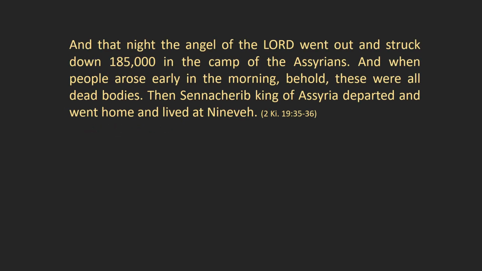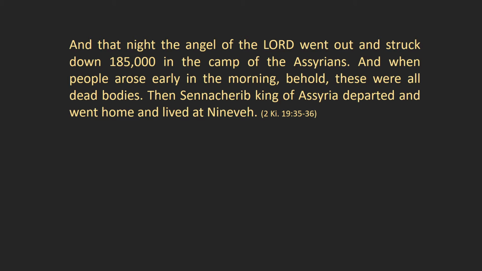We now come to the question why Sennacherib returned to Nineveh. You may think the answer is obvious, because his army was destroyed, but again, the text does not explicitly state this. Quote, "And that night the angel of the Lord went out and struck down 185,000 in the camp of the Assyrians. When people arose early in the morning, behold, these were all dead bodies. Then Sennacherib, king of Assyria, departed and went home and lived at Nineveh."